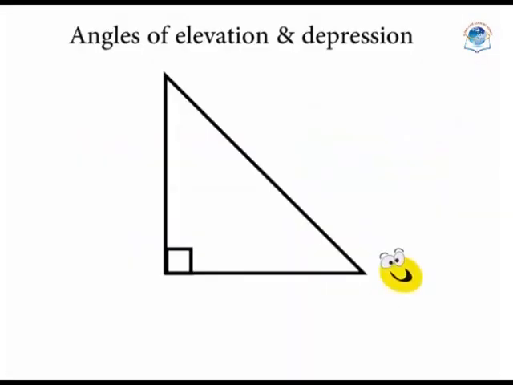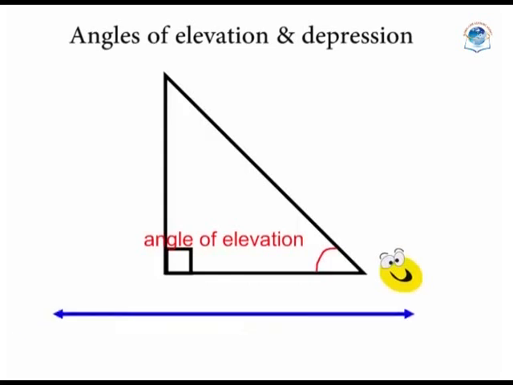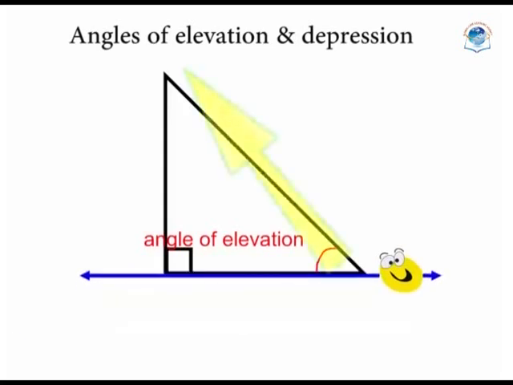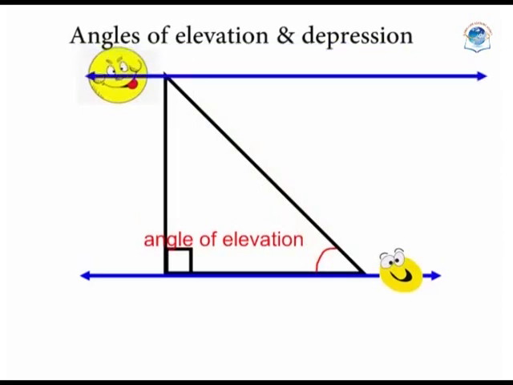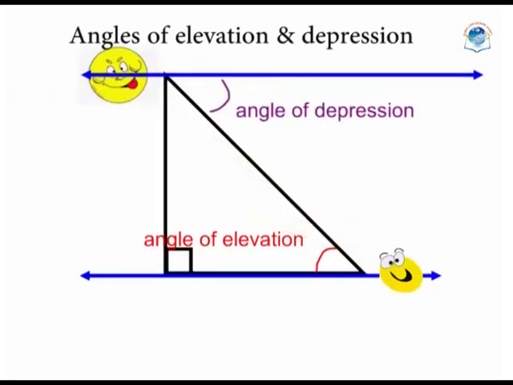Next, angles of elevation and depression. You are looking up at something. This is called the angle of elevation. The angle of elevation denotes the angle from the horizontal upward to an object. So the angle is above the horizontal. Or maybe you are looking down at something. Straight ahead is the horizontal. And if you are looking below or downward, this will denote the angle of depression.